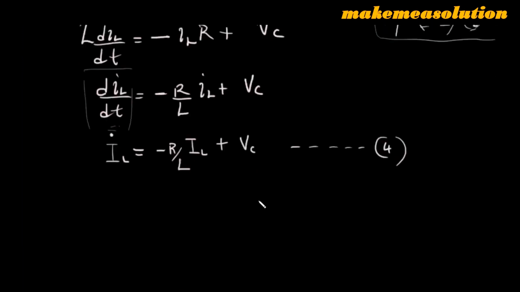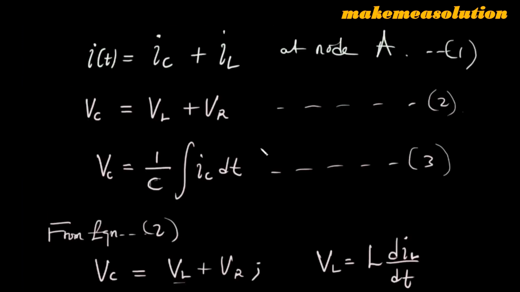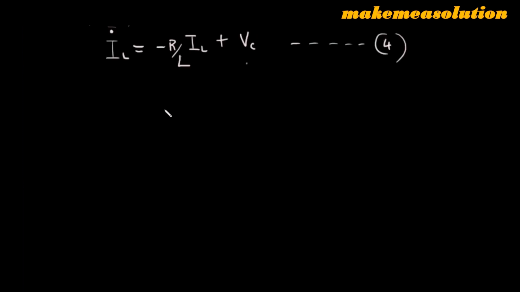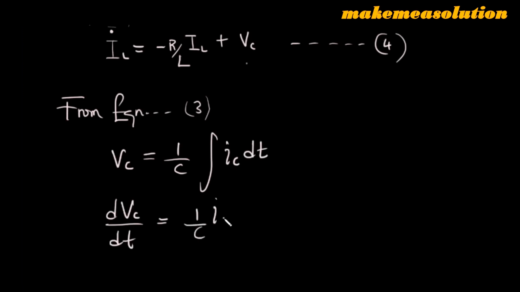Then if we want to get the derivative of the capacitor voltage, we can make reference to this equation over here. So let's start from equation 3. From equation 3, we are given that VC is 1 over C integral of IC dt. Now, if you differentiate both sides, you're going to have dVC over dt is equal to 1 over C times IC.